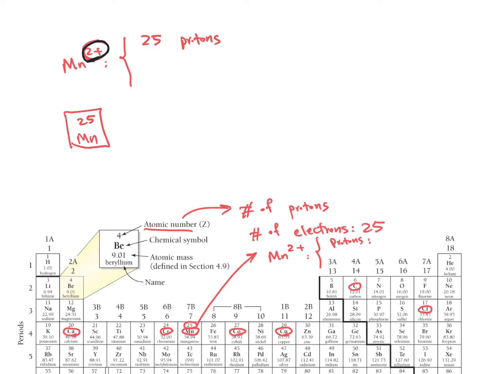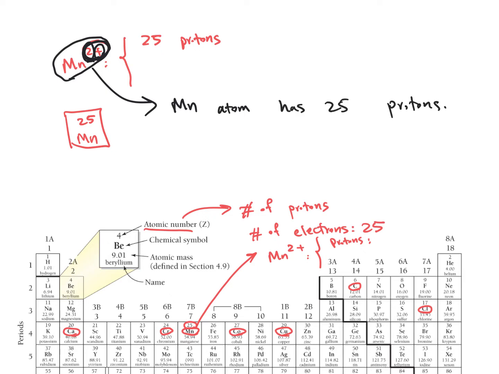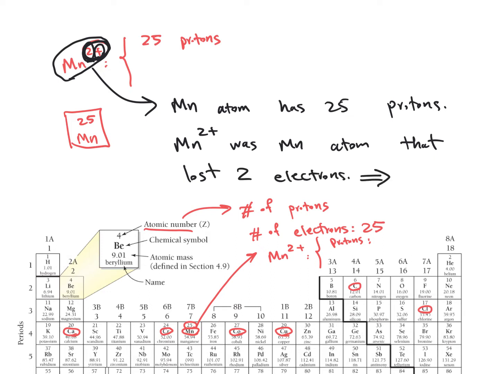Okay? But when you want to write the number of electrons for Mn2+, you know that manganese is a metal, right? So metals lose electrons. The plus means we have a positive charge, and the 2 means how many electrons manganese has lost. So the Mn atom has 25 protons, okay? And Mn2+ was an Mn atom that lost 2 electrons.